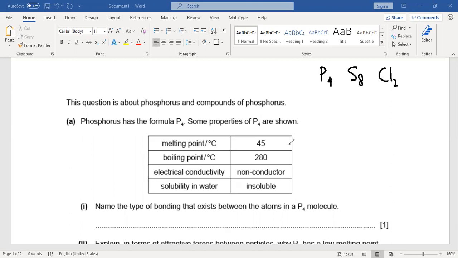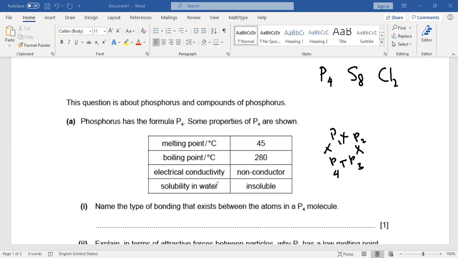From this table, it seems that the melting point is quite low, but the boiling point is very high. Why is the boiling point very high? Because basically you have a network of phosphorus. There will be a network of phosphorus first, then there's bonding between one phosphorus and the other phosphorus. So more energy is needed to remove this bonding between phosphorus and the other phosphorus. That's why it has a high boiling point.